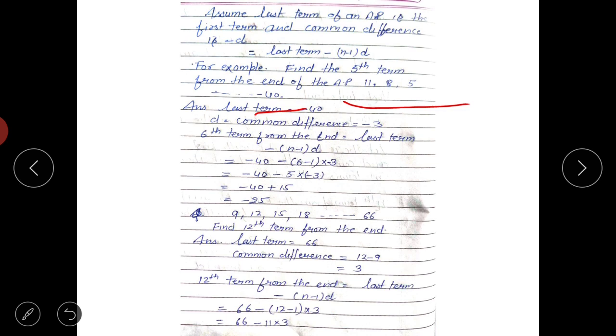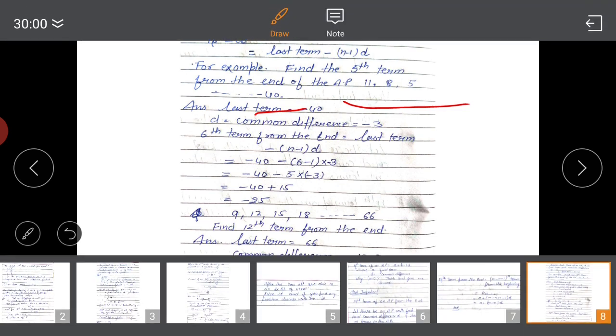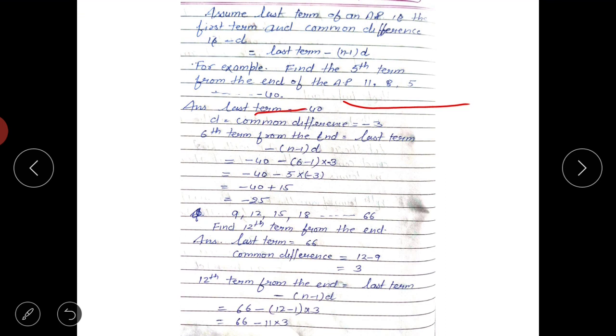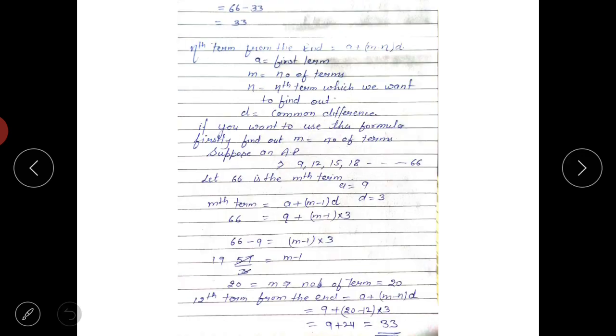Take another example. 9, 12, 15, 18 and so on is another AP. Find the 12th term from the end. The last term is 66. The common difference is 12 minus 9, which is 3. The formula for the 12th term from the end is last term minus n minus 1 into d. So 66 minus 12 minus 1 into 3, that is 66 minus 33, and that gives us 33.